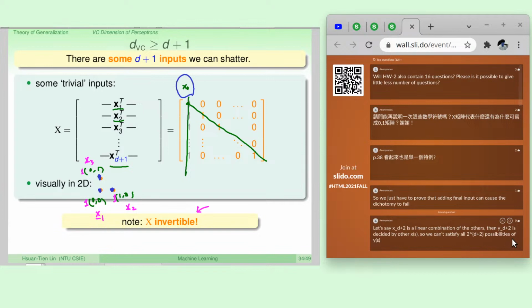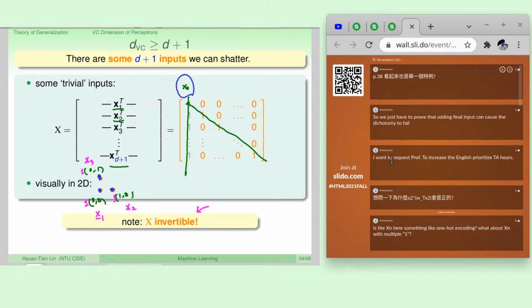Homework 2 also contains 16 questions. Is it possible to give fewer questions? Okay, in general, every homework this year has 16 questions, and we're not considering lowering it further, because we actually decreased it from the previous year. Last year we had 20 per homework, and this year we have 16. So we are already experimenting with fewer questions this year, and it is very unlikely that we're going to decrease it further.